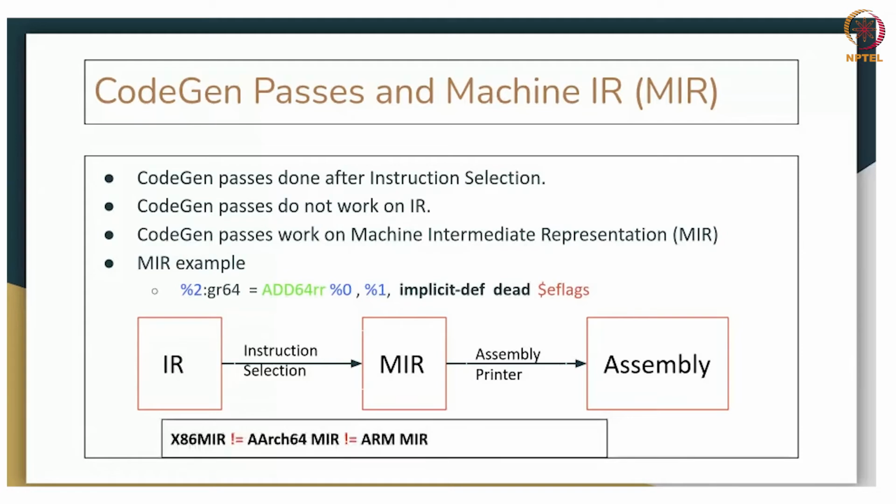So x86 MIR is not equal to AArch64 MIR. All are mutually independent. Due to this, after instruction selection, these instructions will be different.